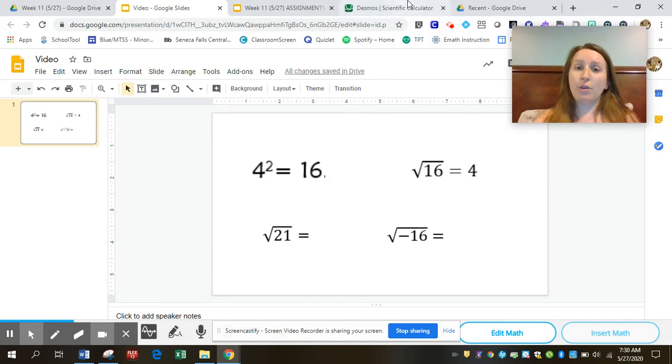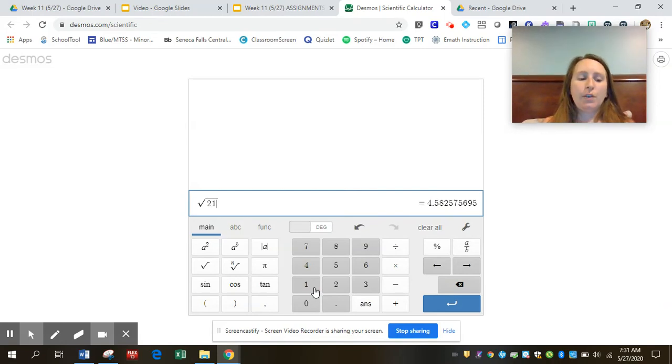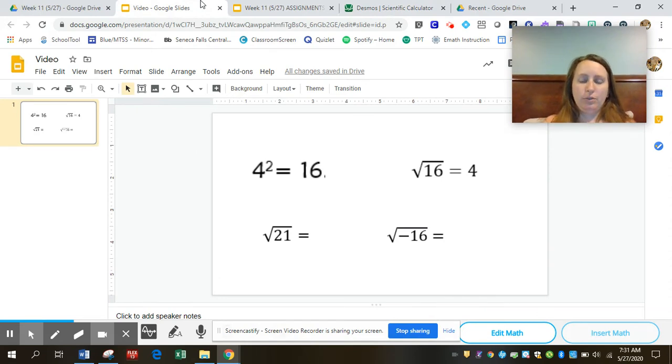The other way that I know that there is no real root is that if I try to type in the square root of 21, there we go, I get this really long decimal. So there really is no real root of 21. There is no number that you can multiply by itself in order to get it. So for this answer, I would actually type out no real root.